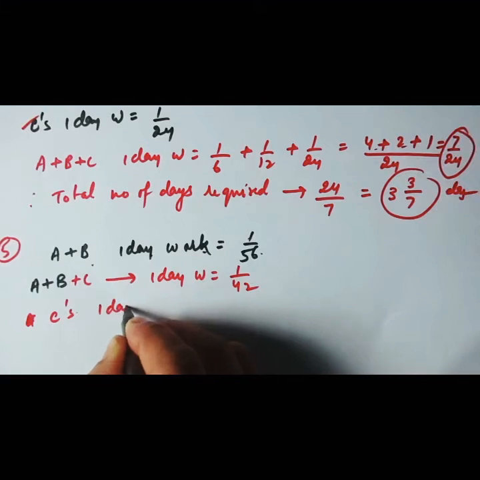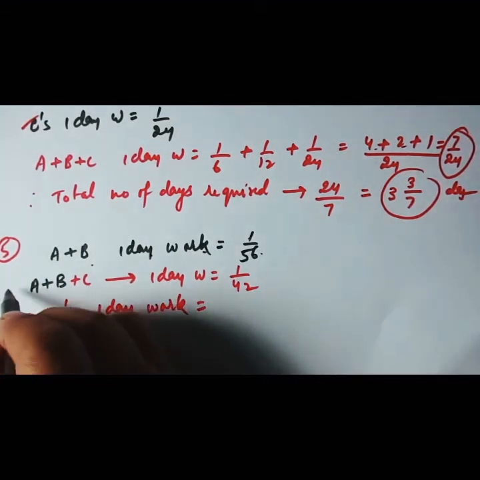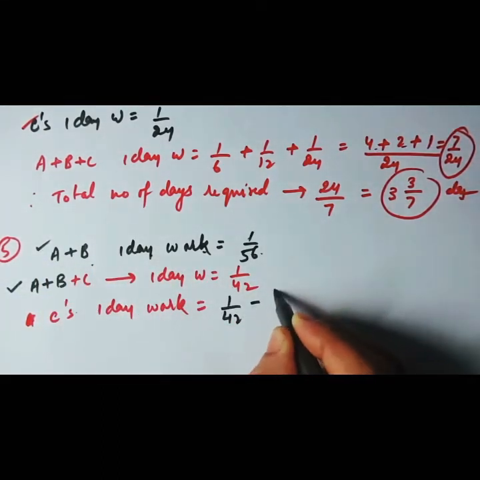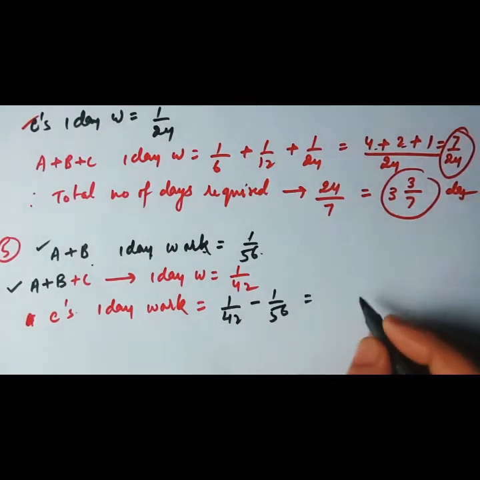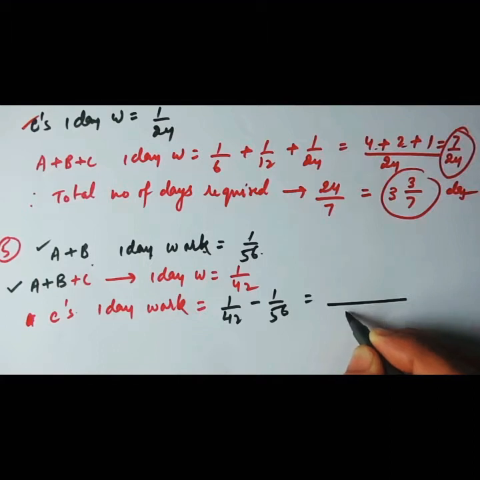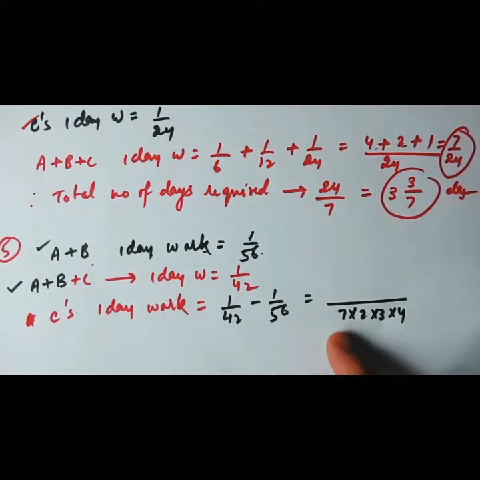C's 1 day work will be equal to A plus B plus C minus A plus B. That is 1 by 42 minus 1 by 56. What will be the LCM of 42 and 56? It will be 7 times 2 times 3 times 4. Yes, this will be the LCM. When you find the LCM, you will get 7 times 2 times 3 times 4.